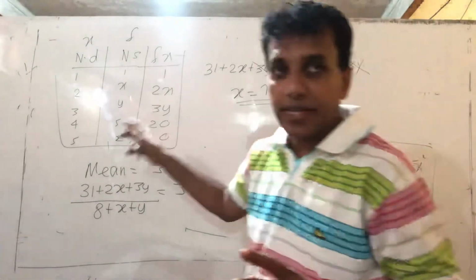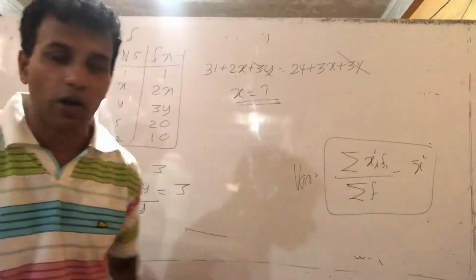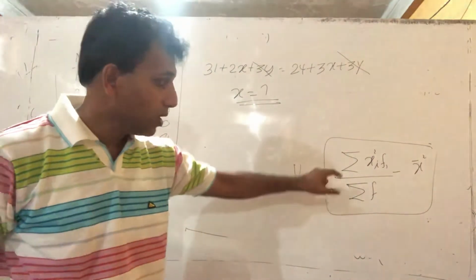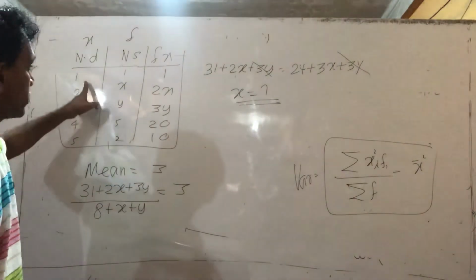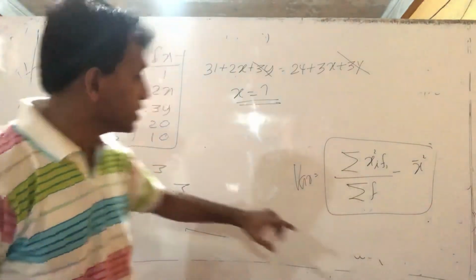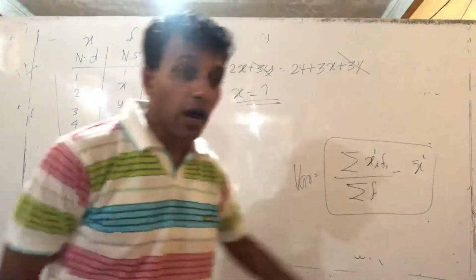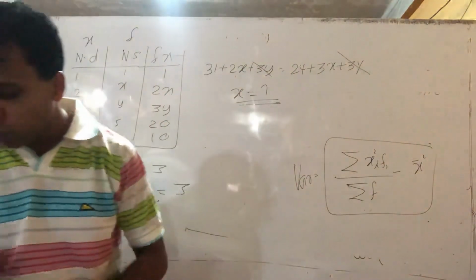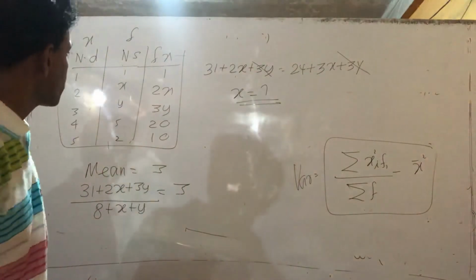If you practice many questions like this before the exam, you can cover that part of the problem simply. In the variance formula, xi square means 1, 4, 9 like that, divided by sigma f. You already know sigma f, and now you know the x answer also. Minus x bar square, where x bar is 3. Simplifying this gives you the variance.